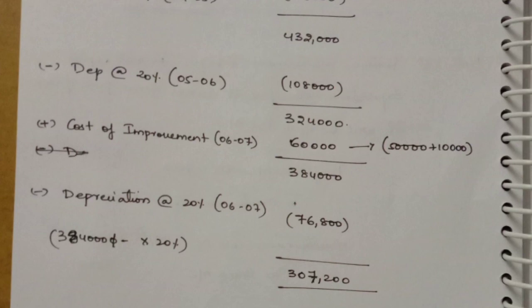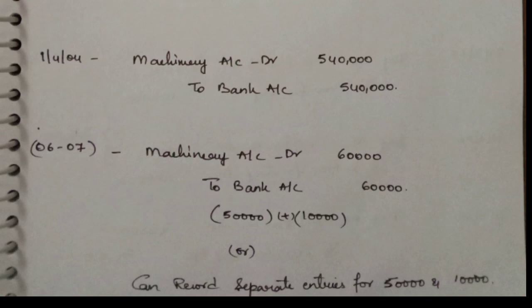If you see the journal entry part, first see the line diagram again. On 1st April, what are we doing? We are purchasing the machinery. So what is the entry? Machinery account debit to bank account 5,40,000. Okay, and for the year 2006-07.